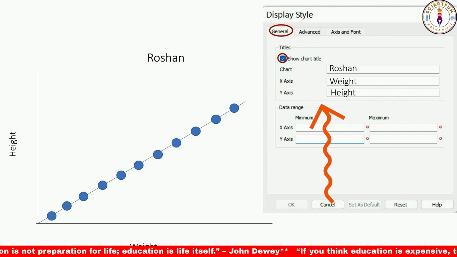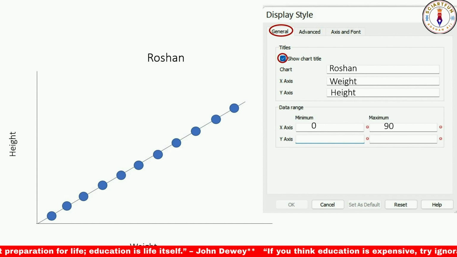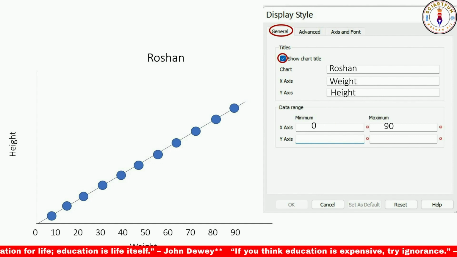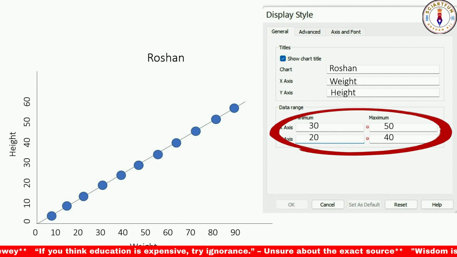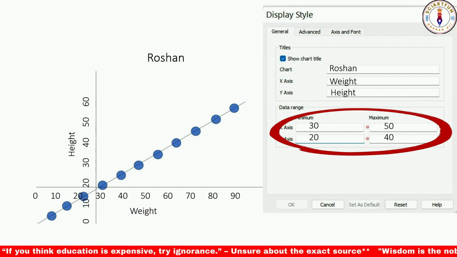The next thing we have is data range. It controls the range of values displayed on the axis. Suppose your default values for this plot are 0 to 90 on x-axis and 0 to 60 on y-axis. Now let's change these values. The plot will be adjusted accordingly to the new values.